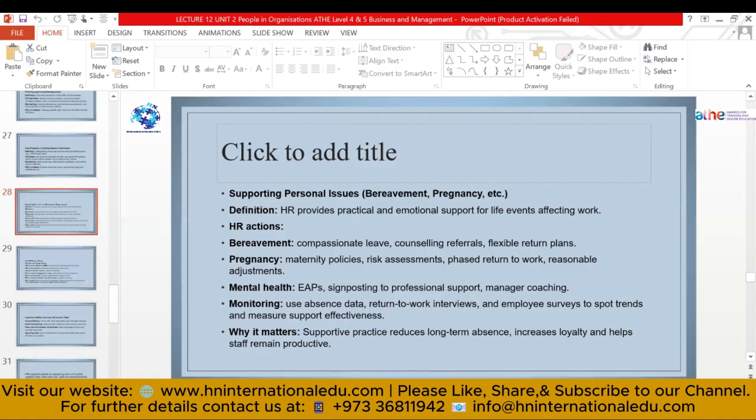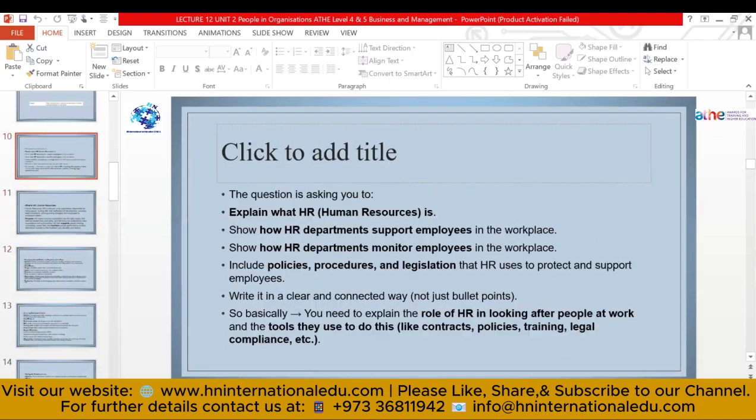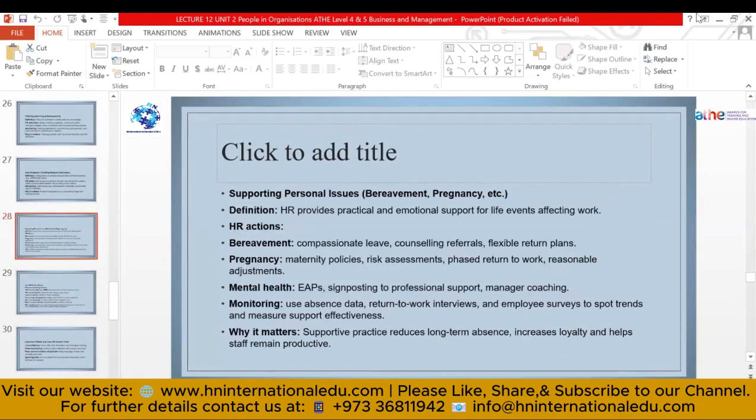Mental health. We did this in the employment lecture. EAP, the employee assistance program, and then signposting to professional support, that is manager coaching. If they need the training, go ahead for it. Monitoring: use the absence data, return to work interviews, and employee surveys to spot trends and measure support effectiveness.